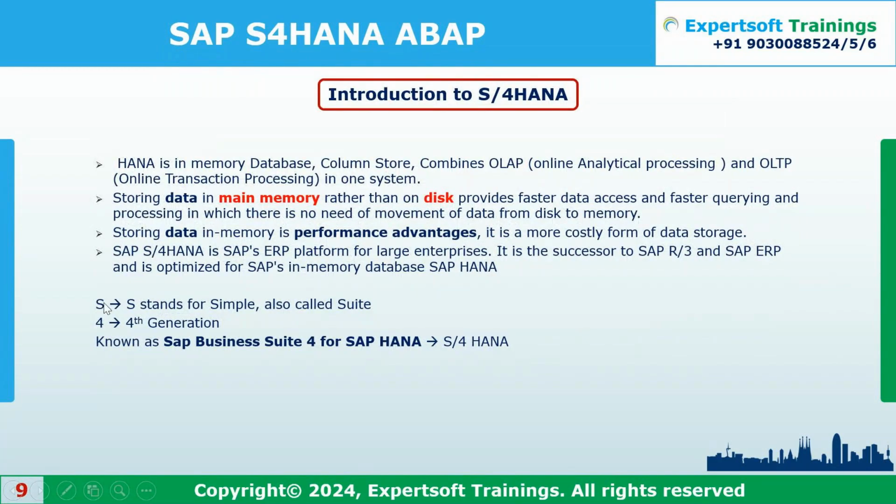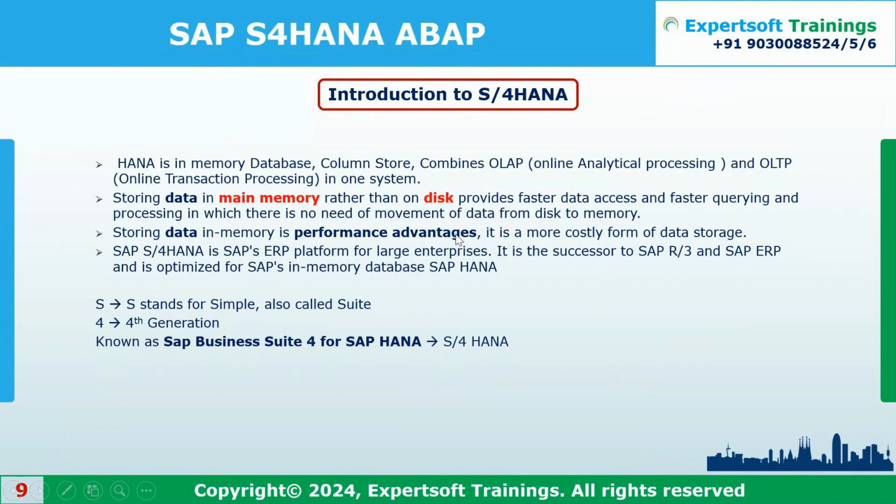Now, a little bit on why S/4HANA. What does S stand for? S stands for Simple, and 4 means fourth generation, so SAP S/4HANA is SAP Business Suite 4 HANA. I told you why HANA: HANA works majorly on the RAM, so we call it an in-memory database. It stores the data in column format, and that's why it's faster. All the functions are not happening at the disk, they are happening at the RAM level, so that's why it's faster. This in-memory processing gives us the performance advantage.